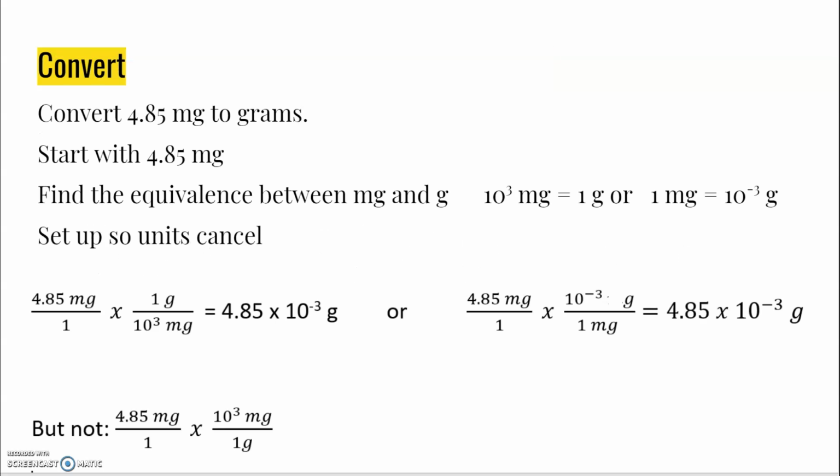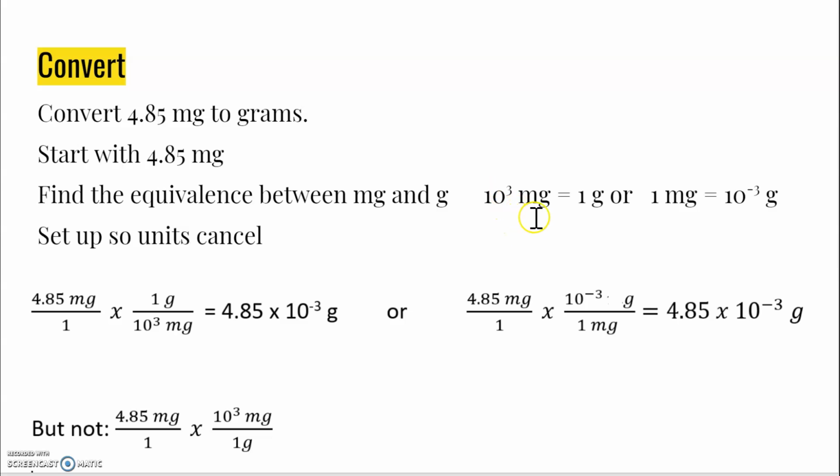So let's try it again. What happens if I want to convert 4.85 milligrams to grams? I'm going to start with 4.85 milligrams, and I'm going to put it over the number 1 so that it looks like it's in fraction form. So now I'm going to either have memorized or I have to look up what is the conversion between milligrams and grams. What is the equivalence? How are they equal to each other?